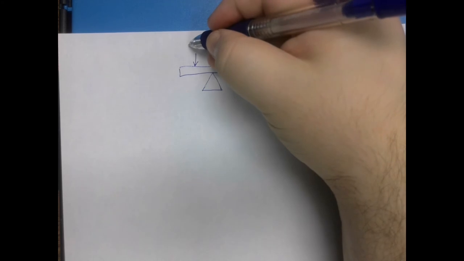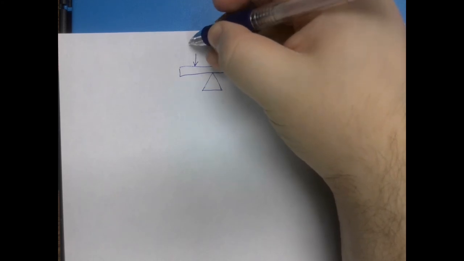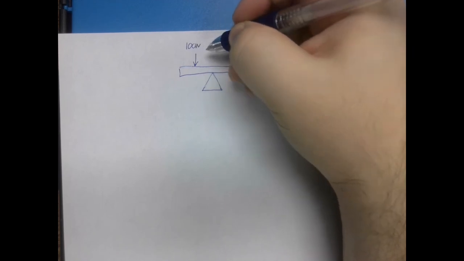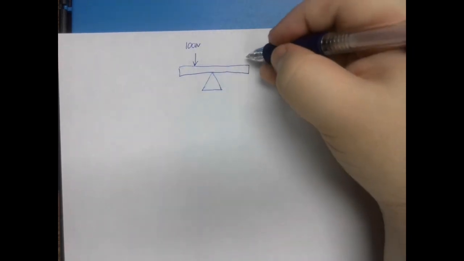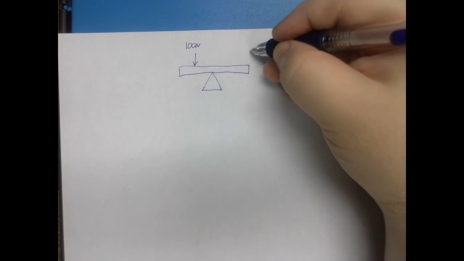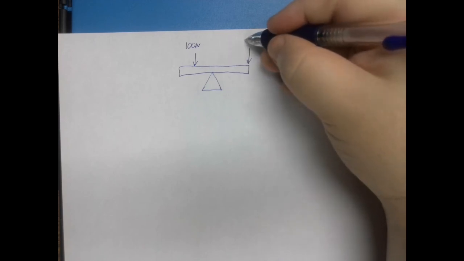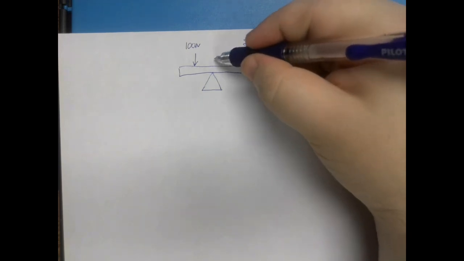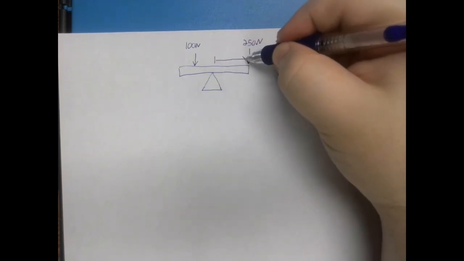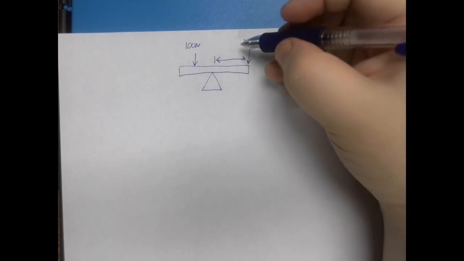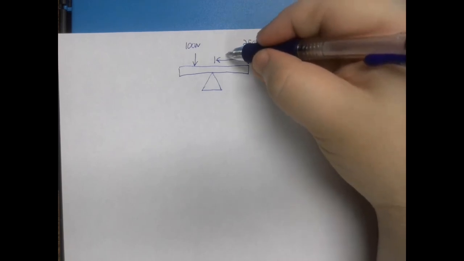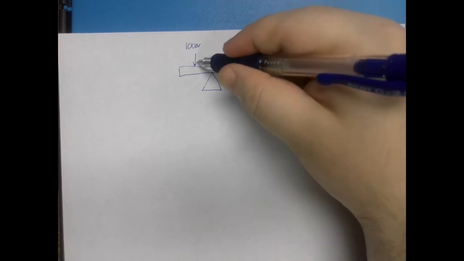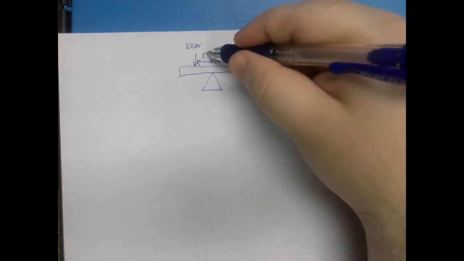So, imagine we have 100 newtons here, and we have 250 newtons here, of course. The distance between here and here is, let's say, 2 meters. And the distance between here and here, let's call it R.